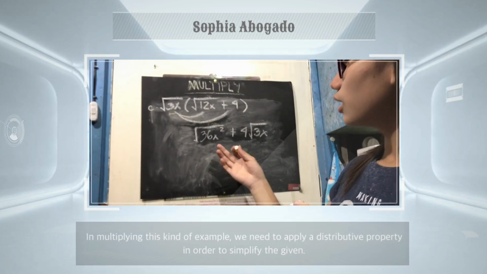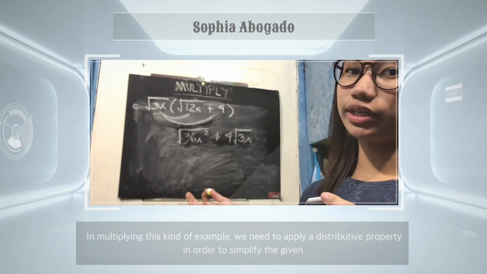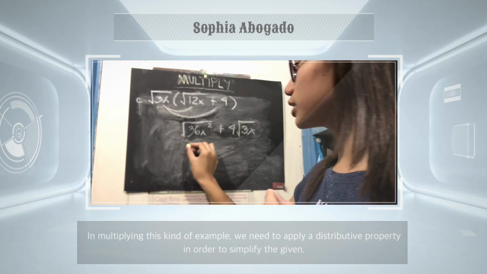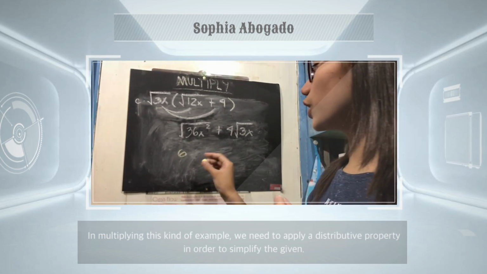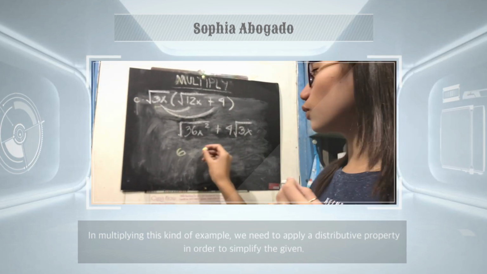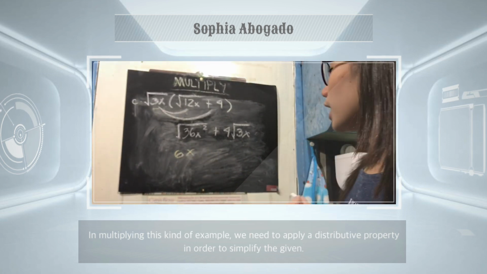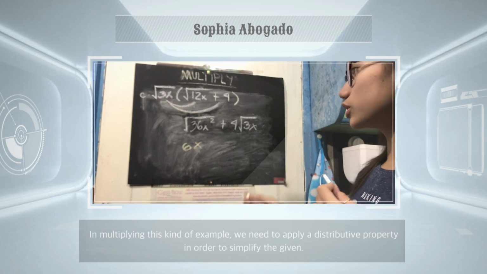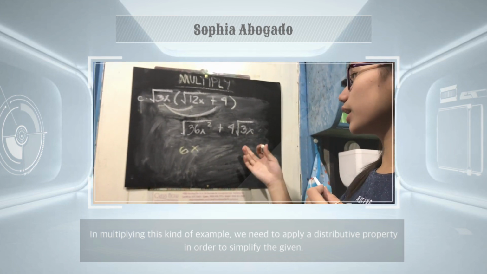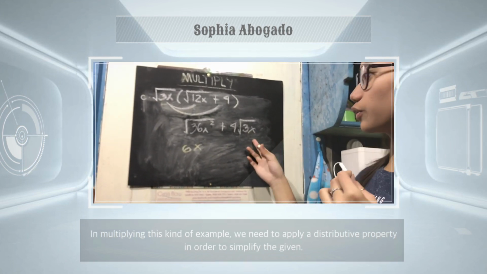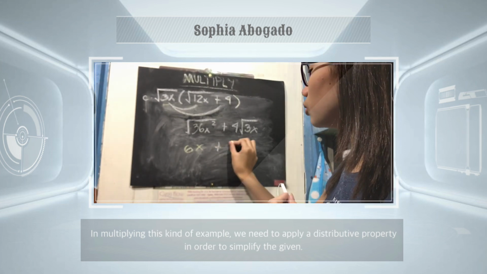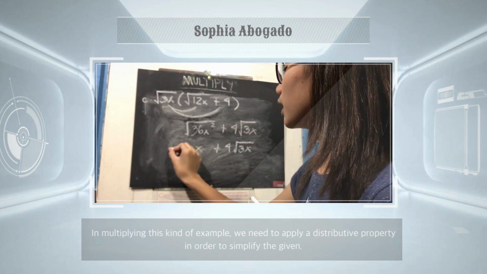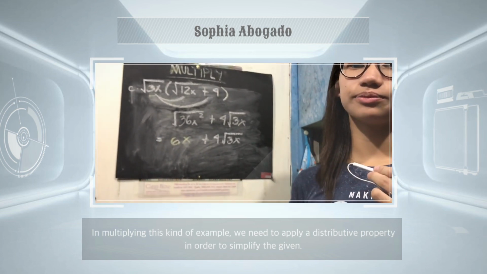Next, we will factor the 36x squared. What is the square root of 36? It is equal to 6. Then what is the square root of x squared? It is equal to x. Then what is the square root of 3x? It doesn't have a square root because 3 times 3 is equal to 9. So we just need to copy the 4 square root of 3x. Then that is the final answer.